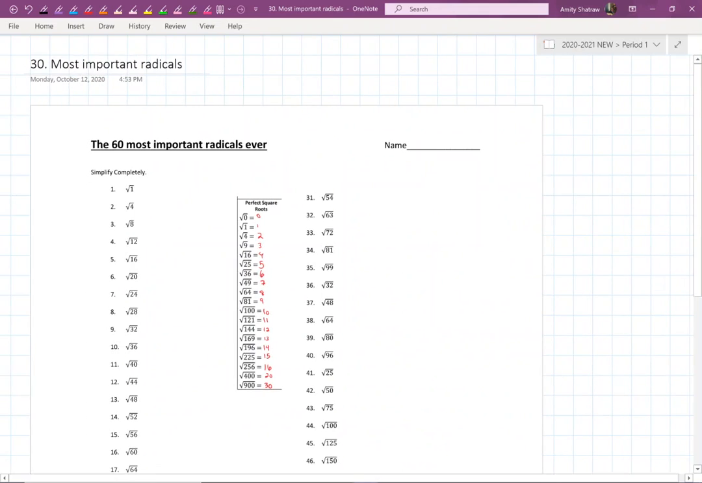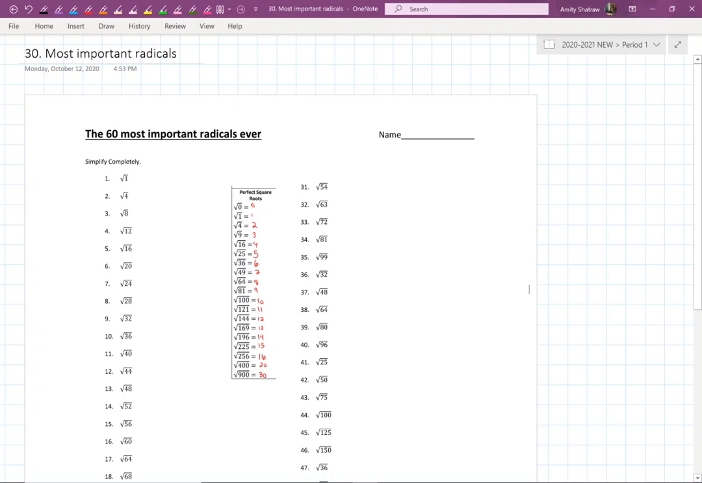Hi, so this is our 60 most important radicals ever worksheet, and we're looking at an assignment where you have a bunch of radicals that you have to simplify. Well, I introduced in class the idea of simplifying radicals. So this video is just going to focus on the two skills, not why or anything like that. I want to go over that in class.